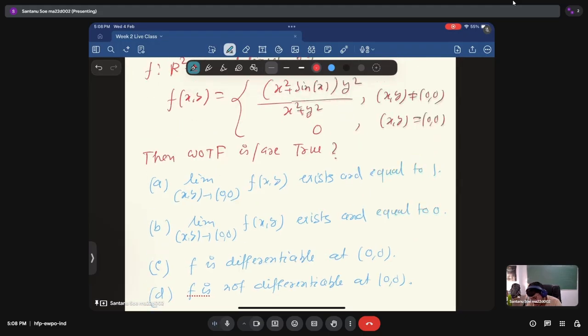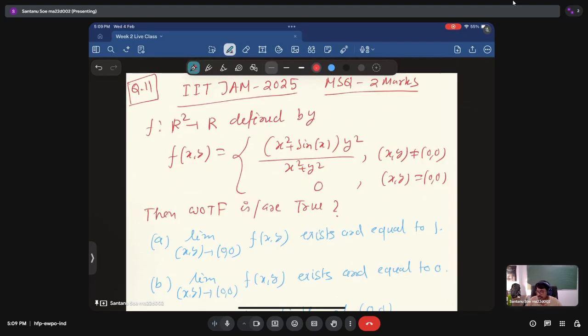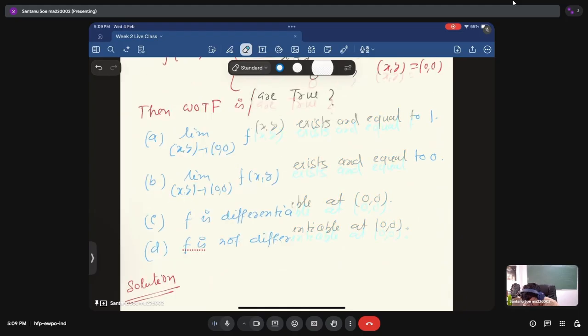So this type of question is asked in the IIT JAM exam. IIT JAM is an exam that you can give after graduation and come to IITs for doing masters. You can find out more on the official website of IIT JAM. Now this is a very interesting question.